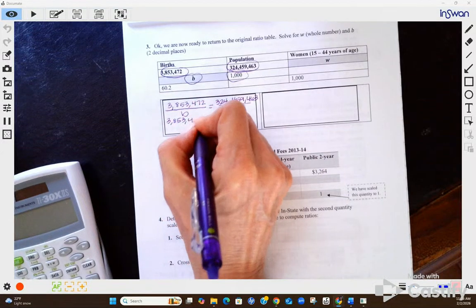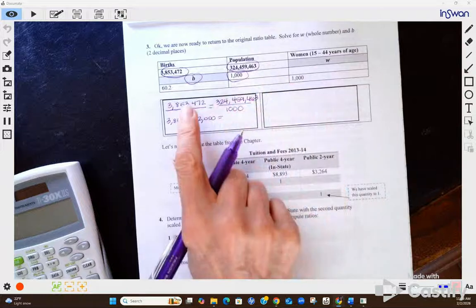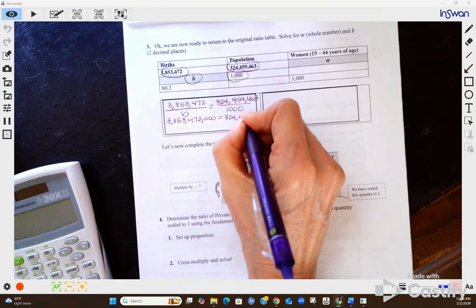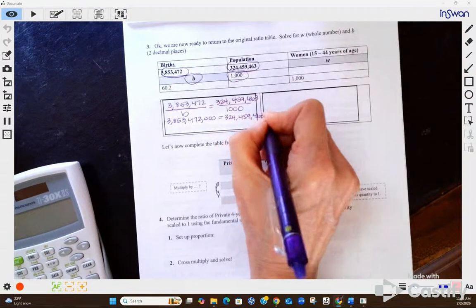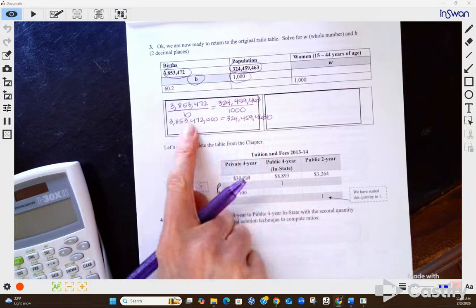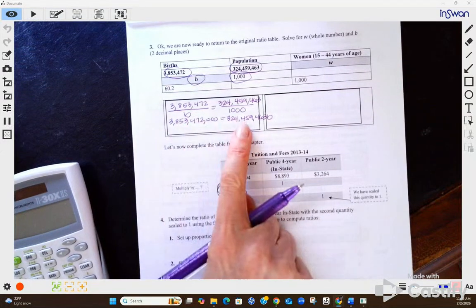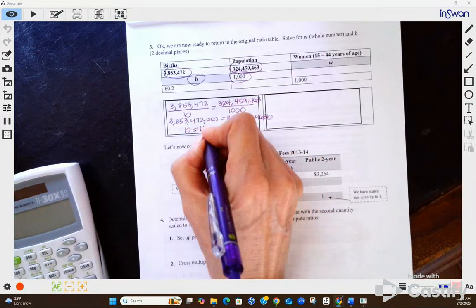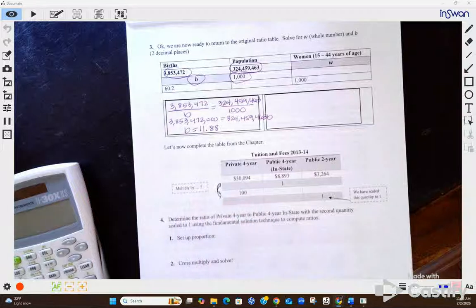And you can put it in your calculator, of course. And then this number times B. And then you divide both sides by the number with the unknown. So we're going to take in our calculator this number divided by this number, and you're going to get B equals 11.88.